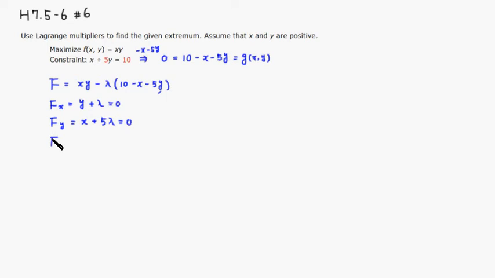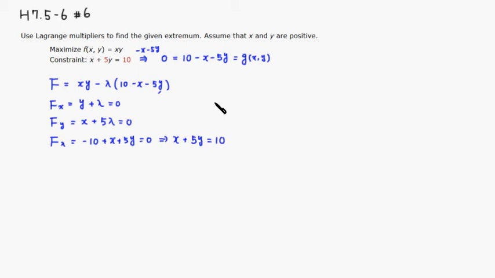And partial of capital F with respect to lambda is going to be the same as the constraint. So it's a 10 minus, actually, maybe I should be a little bit careful. So partial of that would be negative, so it's going to be negative 10 plus x plus 5y equal to 0, right? Which is exactly the same thing as x plus 5y is equal to 10.